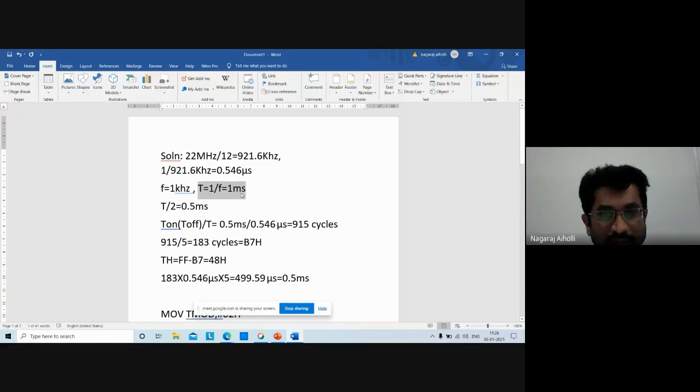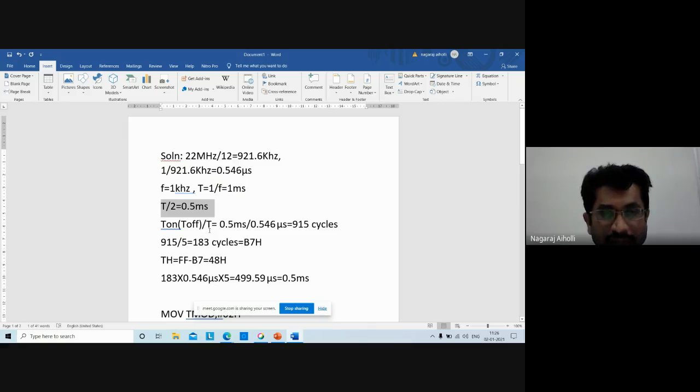If the time period is 1 millisecond, what is half of it? That is the half period. A square wave means it is 50% duty cycle, so the on period is equal to the off period. So the half of the period is 1 millisecond divided by 2, that is 0.5 millisecond.